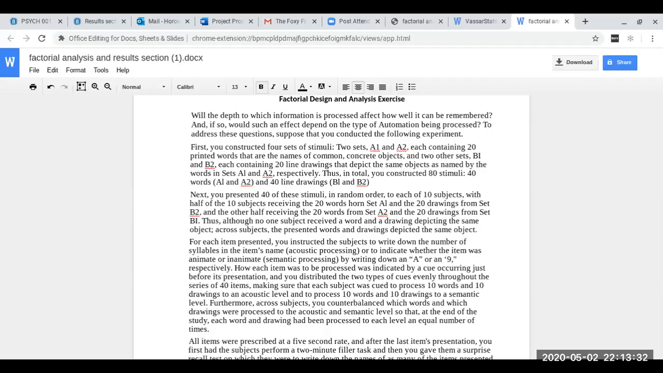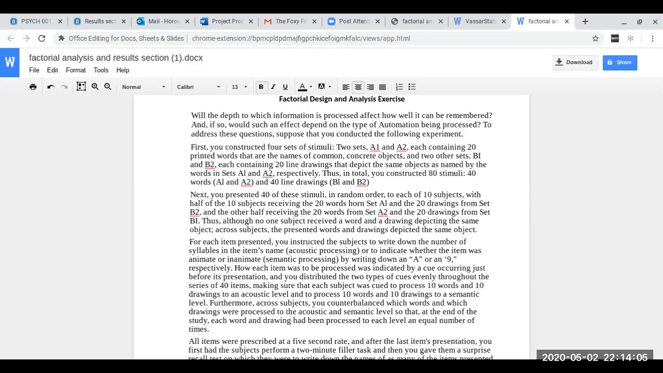so to speak. So for each item presented, you instructed the subjects to write down either the number of syllables in the item's name, which is what we call acoustic processing. So the word chair would only have one syllable. Or you asked them to indicate whether the item was animate or inanimate, which is what we call semantic processing. Semantic means understanding based on the context of the words around it.